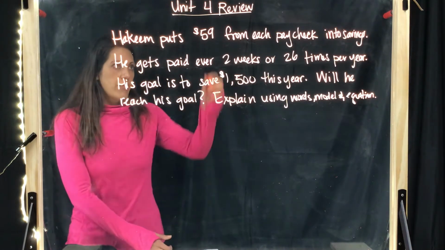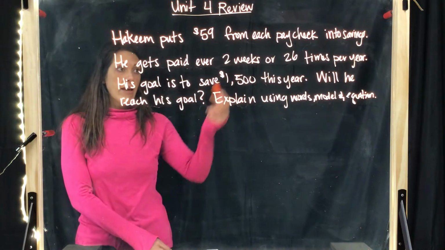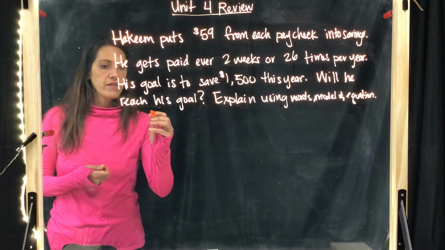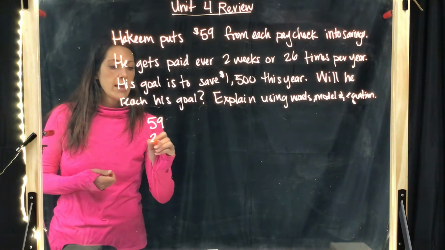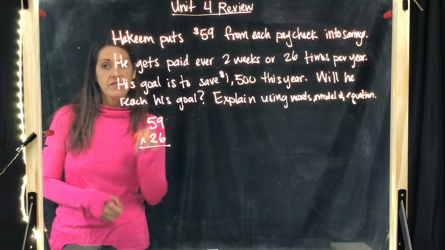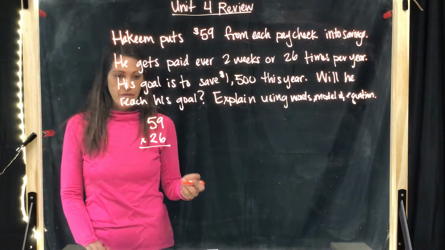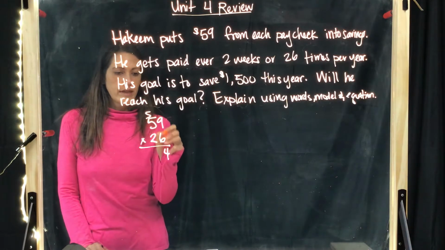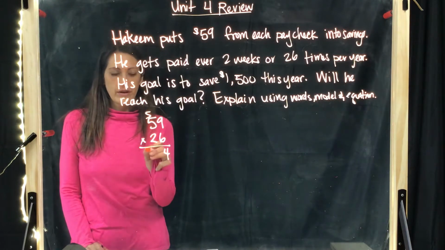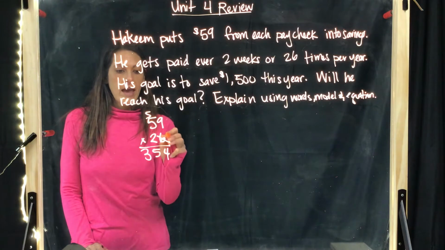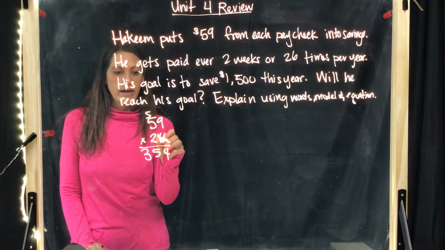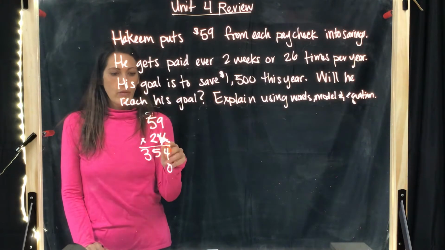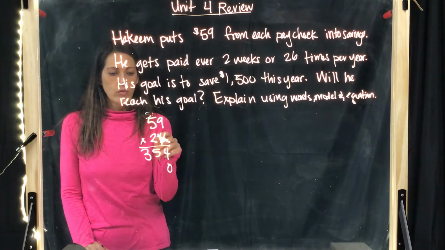I know that if I have $59 that I'm saving every 2 weeks, or 26 times for the year, I'm going to multiply 59 and 26. I'm saving $59 26 times for the year. So I'm going to multiply that out. 9 times 6 is 54, 6 times 5 is 30, plus 5 is 35. X out my 6. When I write an X, I should write a zero as a placeholder. And then erase the other numbers that went with the number I X'd out.